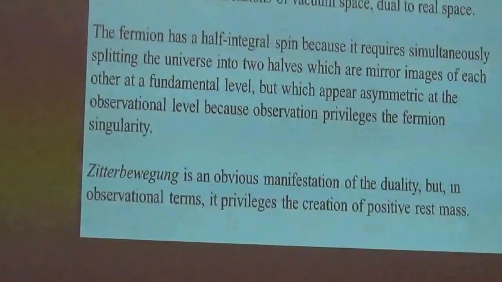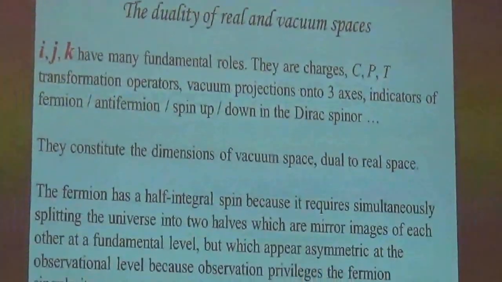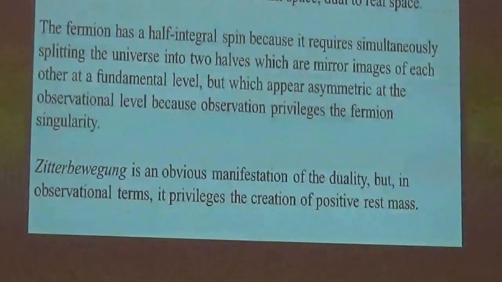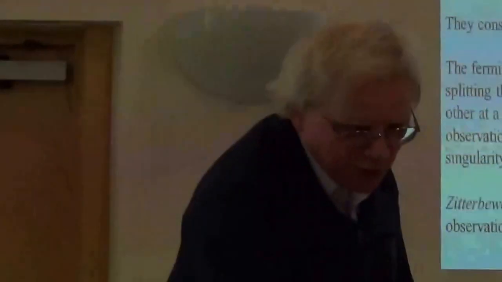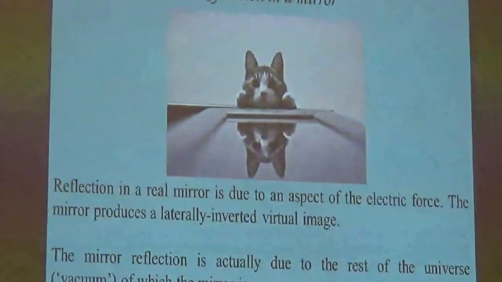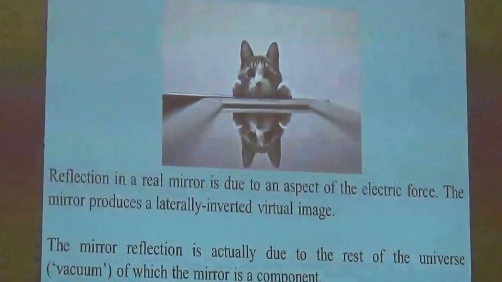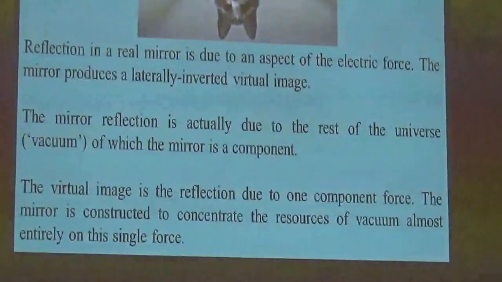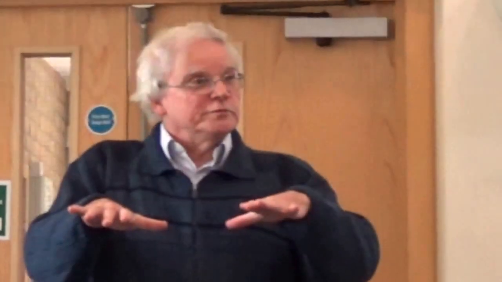And essentially, the fermion has a half-integer spin because it requires us to split the universe into two halves, one of which is the fermion and the other one of which is vacuum, which are mirror images of each other. And Zitterbewegung is an obvious manifestation of the duality, in and out, in and out. And it privileges, in observational terms, rest mass. I like cat pictures. This has got many connotations. The cat, of course, doesn't know that that's a real cat. Not a real cat, it thinks it's a real cat, but it's a virtual cat. It's an image. And when you think about it, mirror images are, in fact, exactly that, the vacuum images. It is the vacuum.